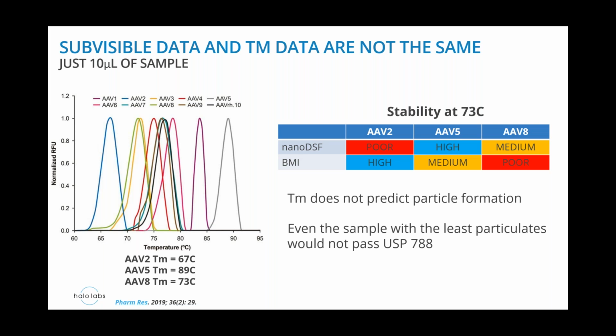DSF measures how likely proteins are to unfold, while we don't predict anything, we just tell you how many particles are there for a given condition. So you don't really have to predict what you can actually measure. And when it comes to particles, the BMI provides the solution.